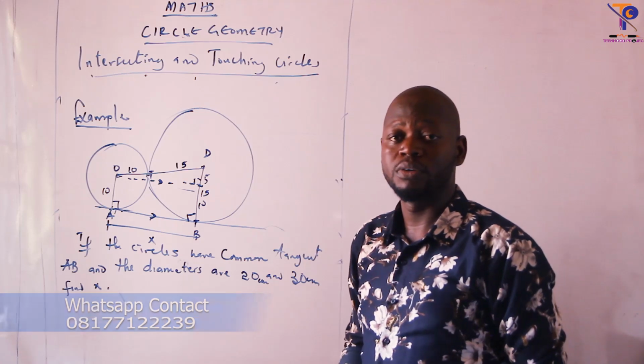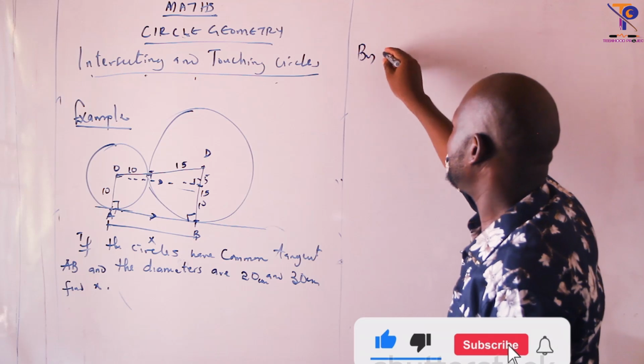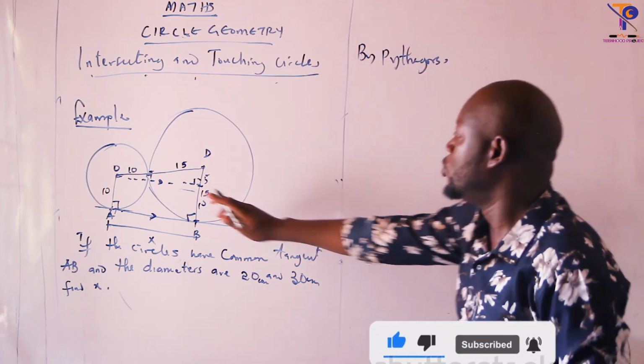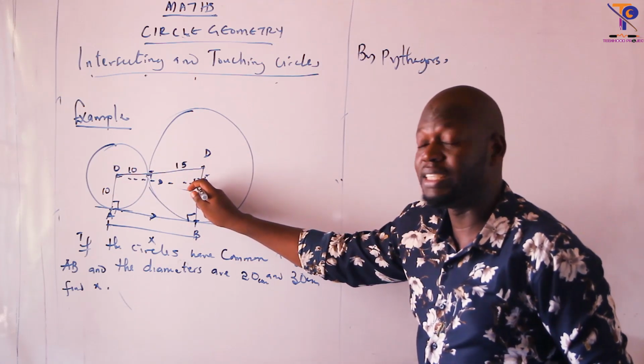So let us work. Solving by Pythagoras. By Pythagoras now, we know this one is your hypotenuse, because it's facing the right angle.